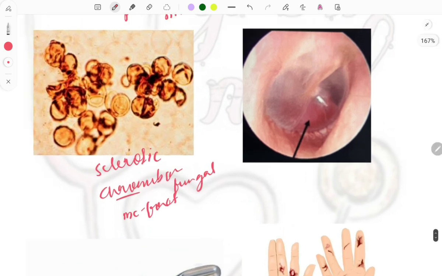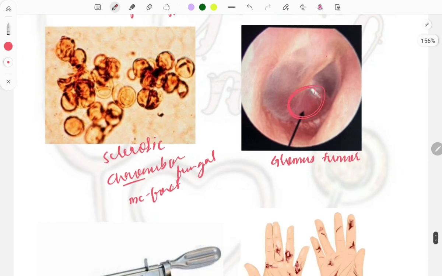Then the next image of the ear, and this is a tympanic membrane, and you can see here some reddish mass present. Okay, so this one is called the glomus tumor. ठीक है, तो they can give this also as a simple image और clinical case भी दे सकते हैं इसमें. So you can see a reddish appearance.